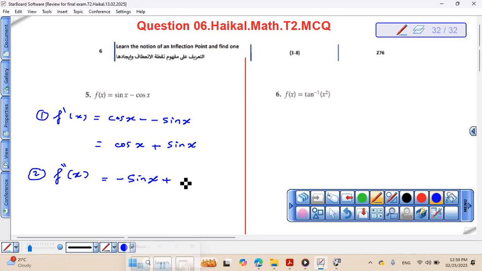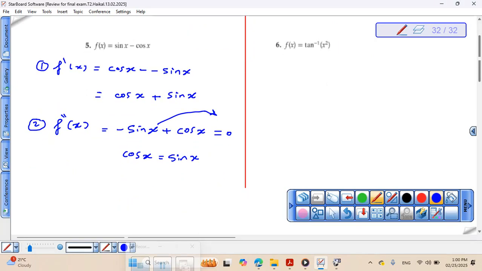plus cosine x. Make this equal 0 to determine the inflection point. That means, changing the sign, cosine x equals sine x. How do we solve this equation? Which angle has cosine equal to sine? This means x equals pi over 4. Yes, pi over 4, cosine equals sine.